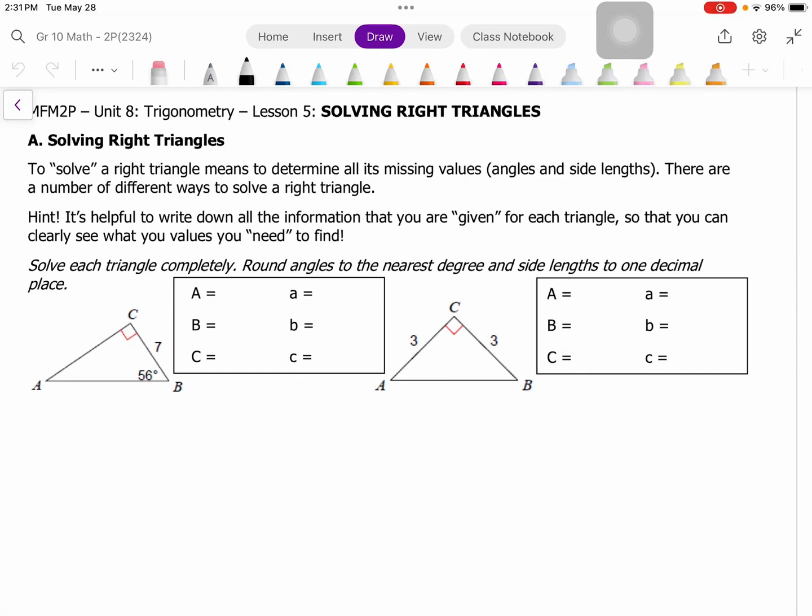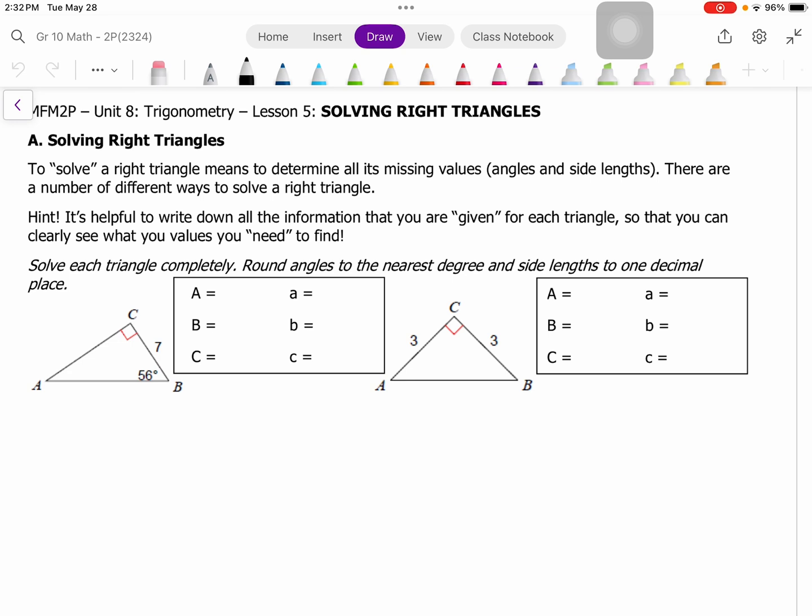In this lesson, we're going to learn how to solve right triangles. Solving a right triangle means that we are going to calculate all of the missing values, so all of the angles and side lengths that we don't already know. Depending on which pieces of information we are given will determine how we can solve our triangle.